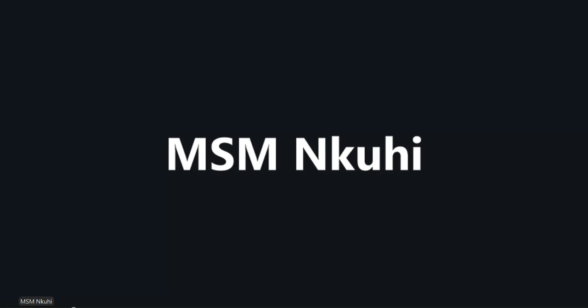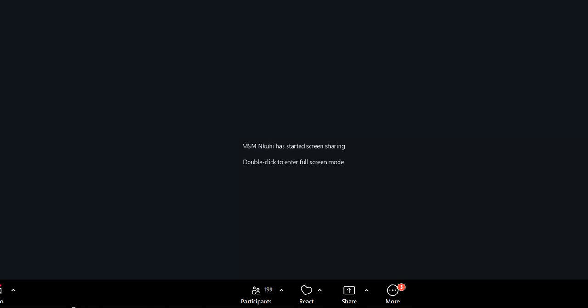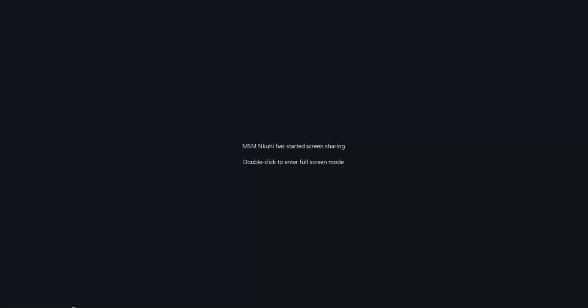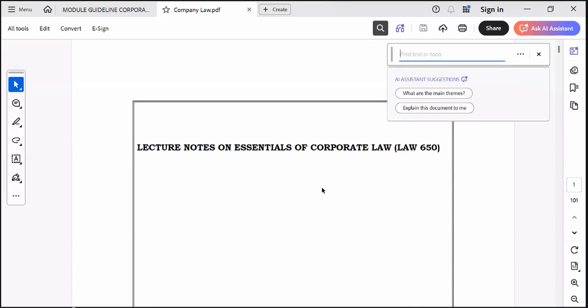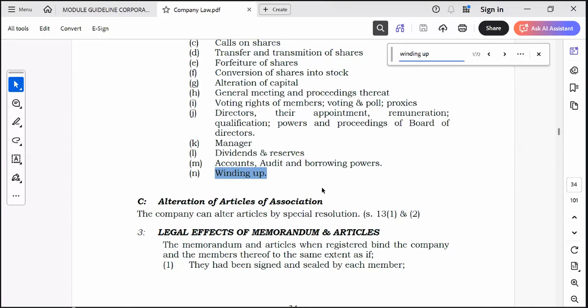I'm changing a document, but I shared these notes with you anyway, so you will have to make sure you go through them. So we have what we refer to as winding up and dissolution. The distinction is made clear in these notes here. Just a minute.